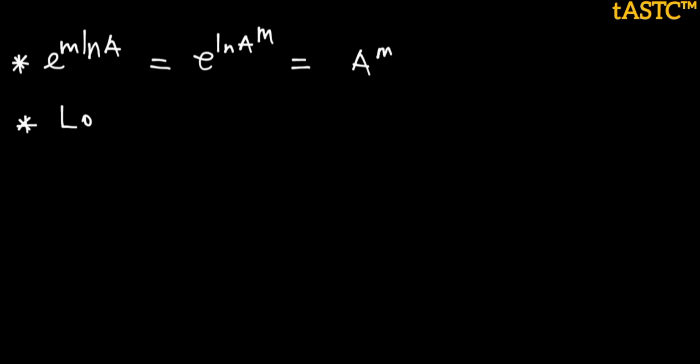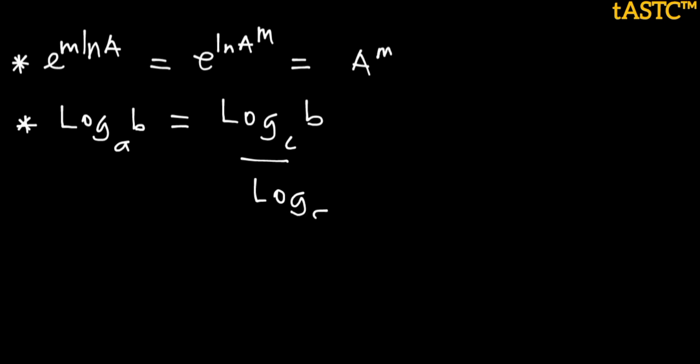Now let us go on to another one. If you had log to the base a of b, this is actually going to be equal to log to the base c of b divided by log to the base c of a. So we're going to try to prove this, but this is called the change of base.